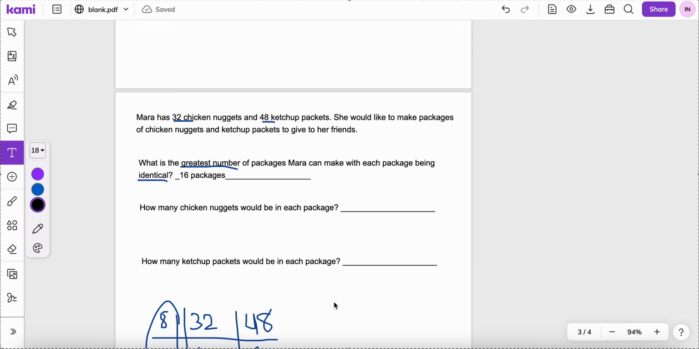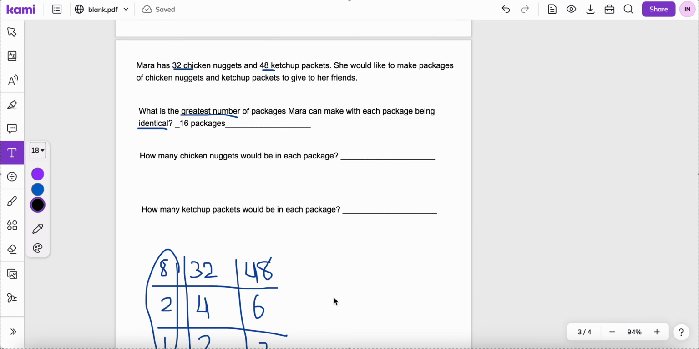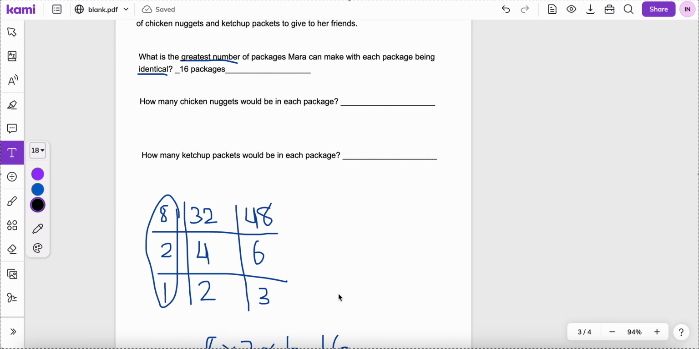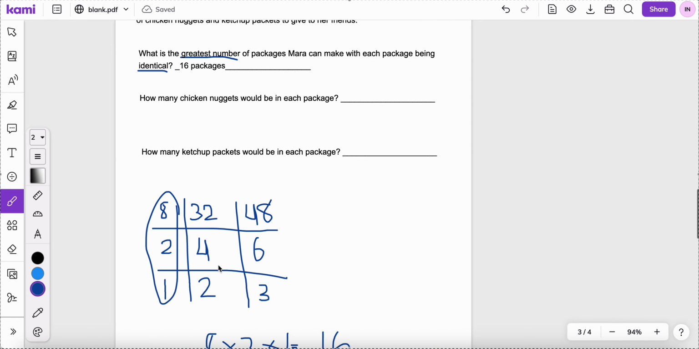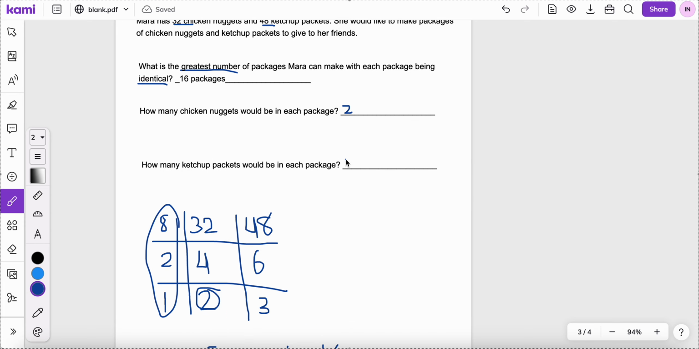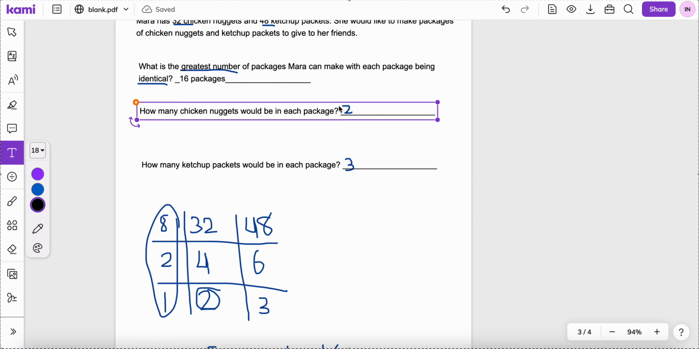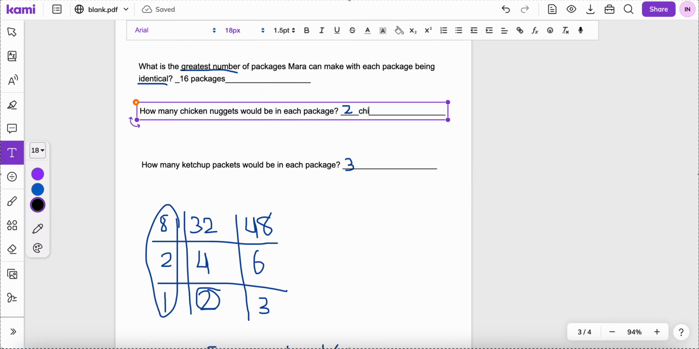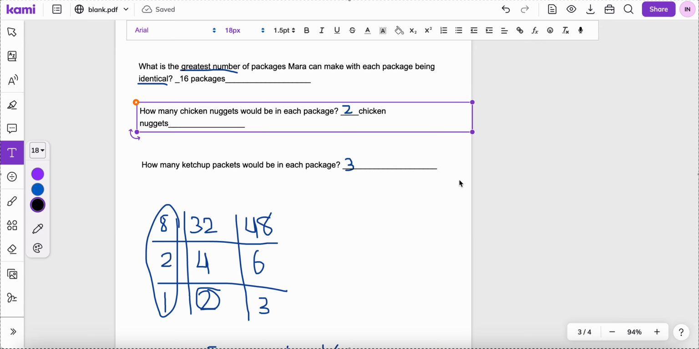Now we want to figure out how much of each item will be in each package. For this, we don't have to do any more work. We just have to look back at our grid. So I see that 32 is lined up with 2 at the end, so that means there's going to be 2 chicken nuggets. And I see that 3 is lined up with 48 ketchup packets, so that means we are going to have 3 ketchup packets in each package. Now I'm going to write our labels.